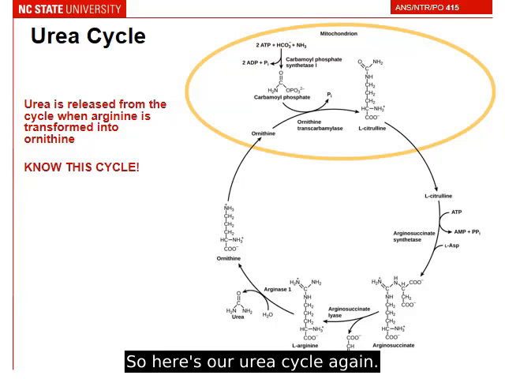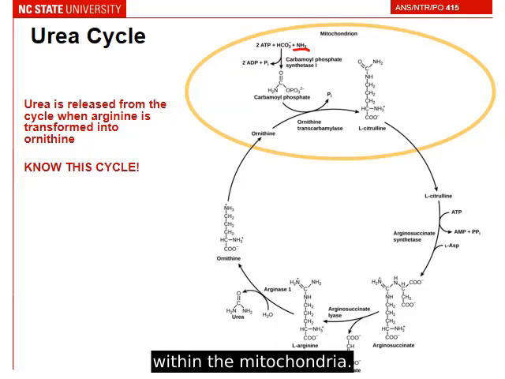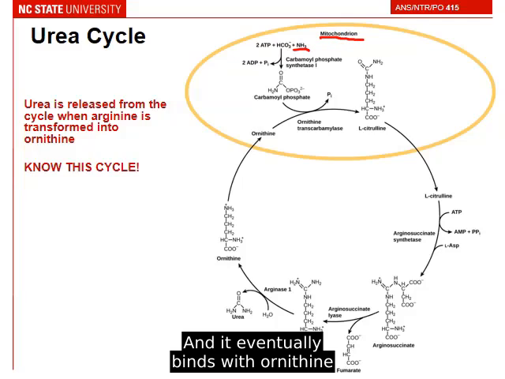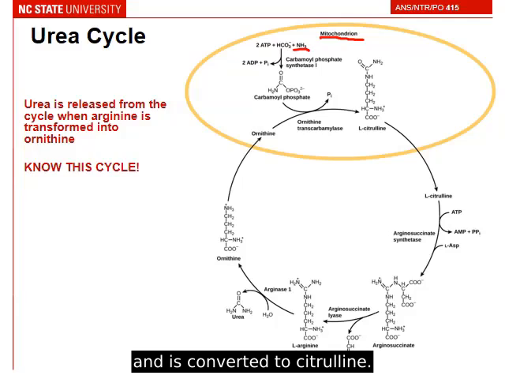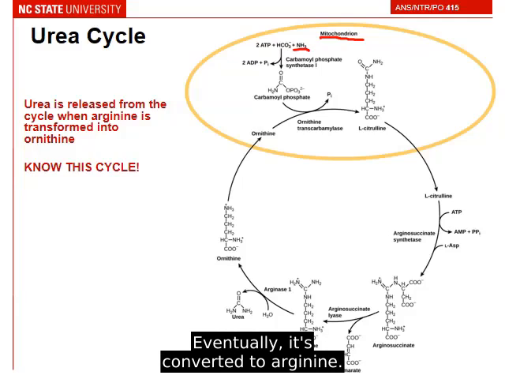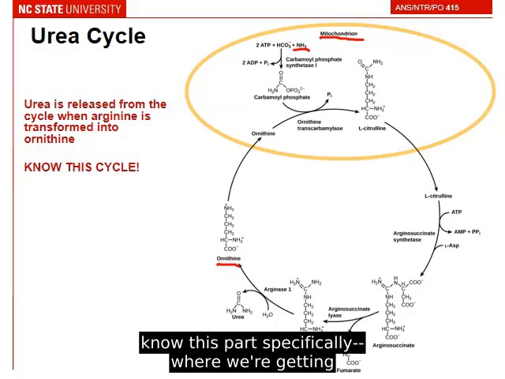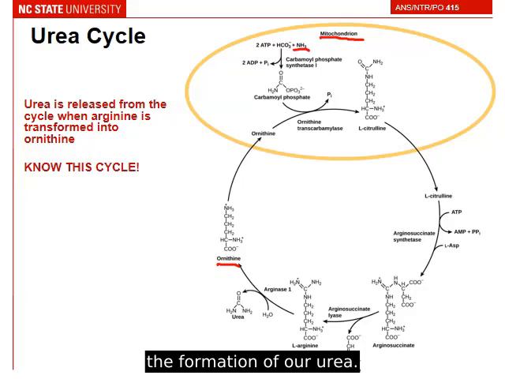So here's our urea cycle again. You can see that we have our nitrogen, our ammonia, come in, and this is occurring within the mitochondria. It eventually binds with ornithine and is converted to citrulline. Our citrulline leaves the mitochondria. Eventually, it's converted to arginine. And then it's our arginine going to ornithine. Know this part specifically, where we're getting the formation of our urea.